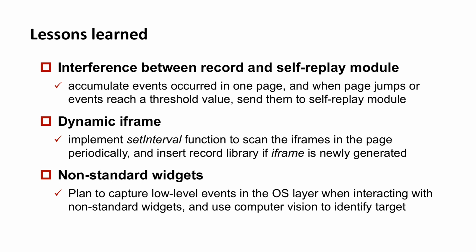We discussed some lessons learned in the collaboration with our industrial partner. The first lesson is the interference between the record and the self-replay module. For example, when a tester deletes an item in the record module, this action will also be done quickly in the self-replay module. However, deleting this item again in the self-replay module will trigger an alert pop-up dialog, blocking the replaying of the following received events.